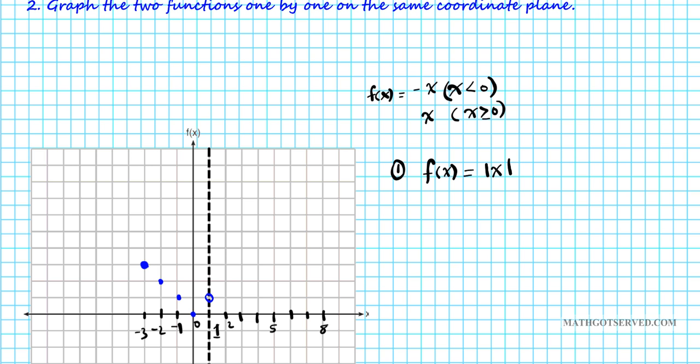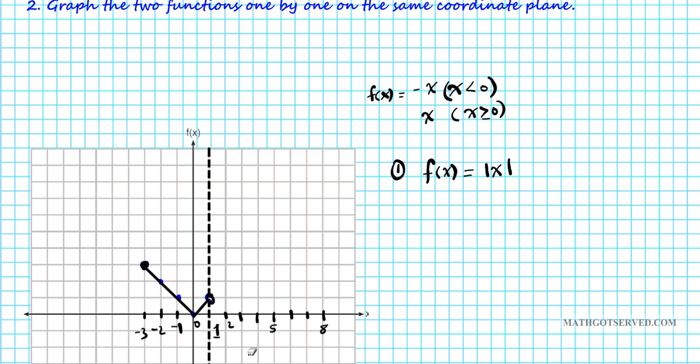All right? So this is a graph of the first function, the absolute value function. It always looks like a V. Okay, I'm using the shortcut here. So it goes from -3 included all the way to 1 excluded.